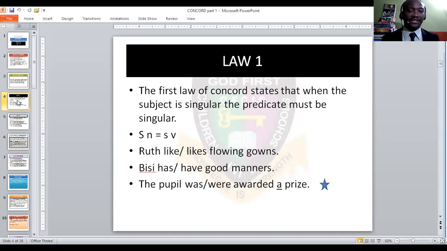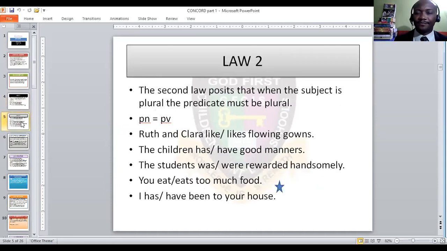Now, you see my star? If you are doubting whether it is true or not, why do we have a prize instead of some prizes? That will tell you that we are dealing with singular right there. Now the second law of Concord. It posits that when the subject is plural, the predicate must also be plural. And that gives us PN equals PV: plural noun equals plural verb.